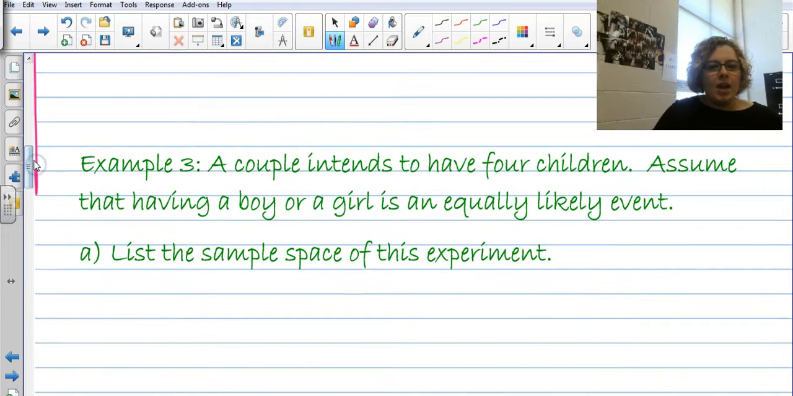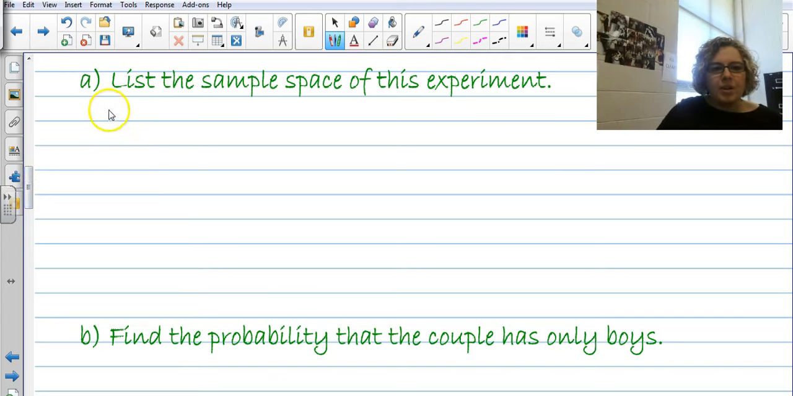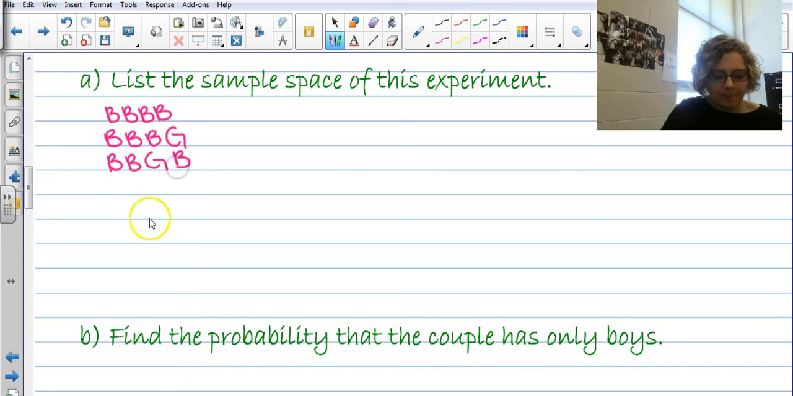Example 3. A couple intends to have 4 children. Assume that having a boy or a girl is an equally likely event. List the sample space of this experiment. So this is kind of a pain, but we have to list the sample space. So you could have 4 boys, or you could have 3 boys and a girl. And I'm not even kidding, you do have to list them. 2 boys, a girl, and then a boy. A boy, a girl, a boy, a girl. A girl and 3 boys. All girls.